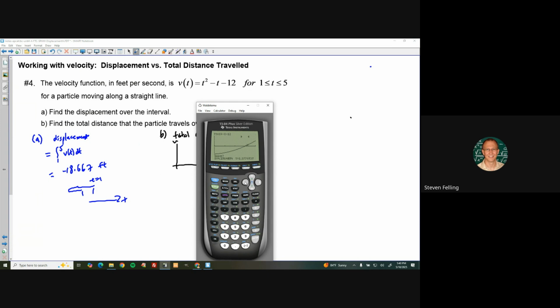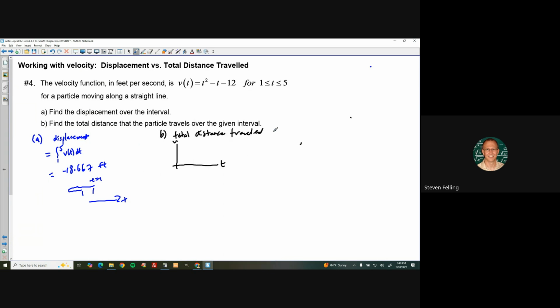And that happens at t is 4. So what we can say is that this total distance traveled is going to be the integral from 0 up to 4 of the velocity. And then we're going to add on the negative. So I'm going to take a -1 times the rest of the integral.